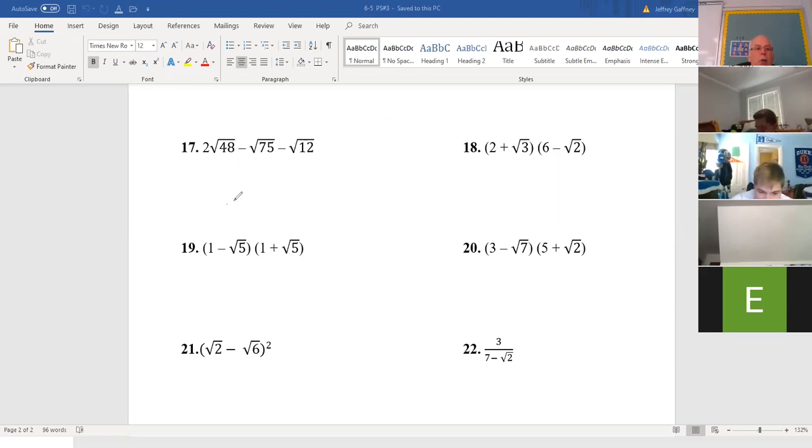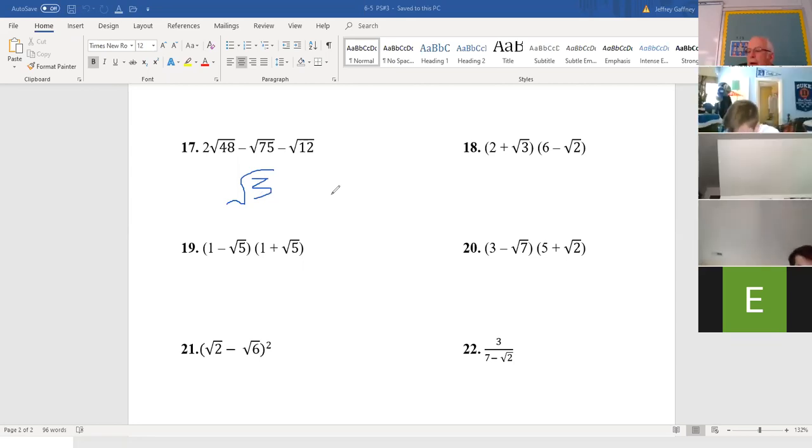If you want to write this one down, this is done the same way. Your final answer is radical 3. All those can simplify to radical 3 something or other. So that's done the same way. Just simplify each of those 3 components to radical 3.